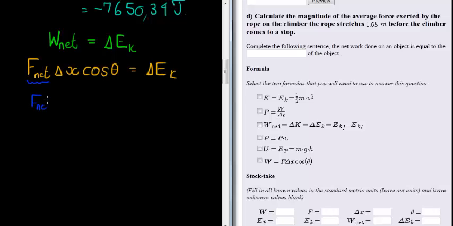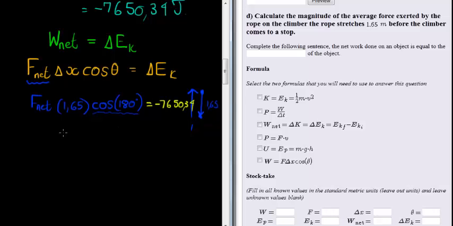So we have the net force times the displacement. Now we read that the rope stretches for 1.65 meters. So he is falling for another 1.65 meters before the rope actually catches him, or before he stops. And during that time this force is being exerted in an upwards direction. So you can see the force and the displacement are in opposite directions, which makes this angle 180 degrees. Because we're indicating the angle in this step already, our answer will always be positive, well, supposed to be.